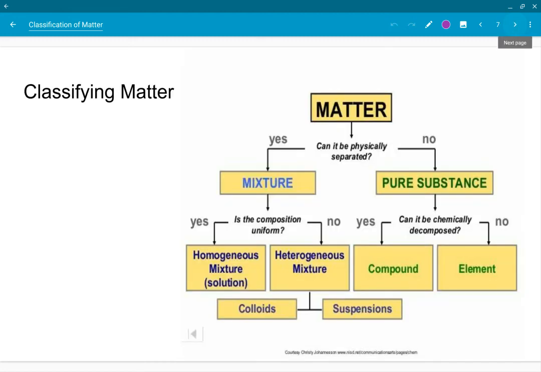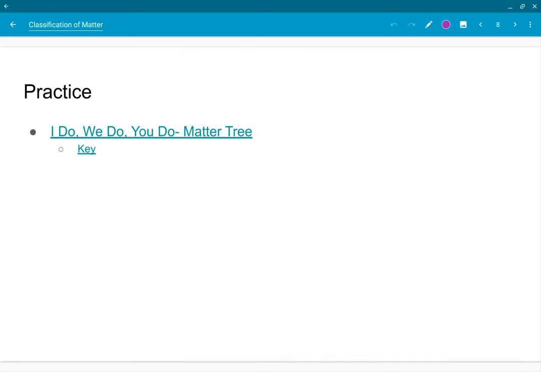So here's just another table of looking at classifying matter. And so here we're looking at mixture and substance. Can it be physically separated? If the answer is yes, then you do have a mixture, which we can further subdivide into homogeneous and heterogeneous. And then notice heterogeneous mixtures can be further subdivided into colloids and suspensions. On the other side, if it's a pure substance, because it cannot be physically separated, then can it be chemically separated? In which case, if it can, it is a compound versus an element.